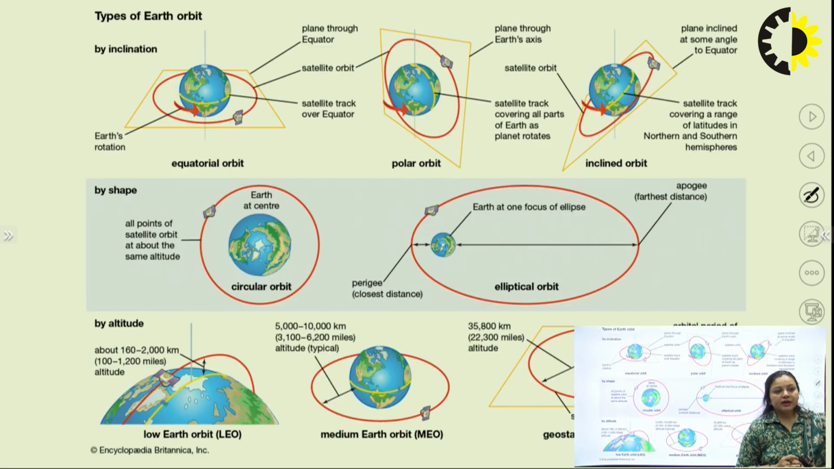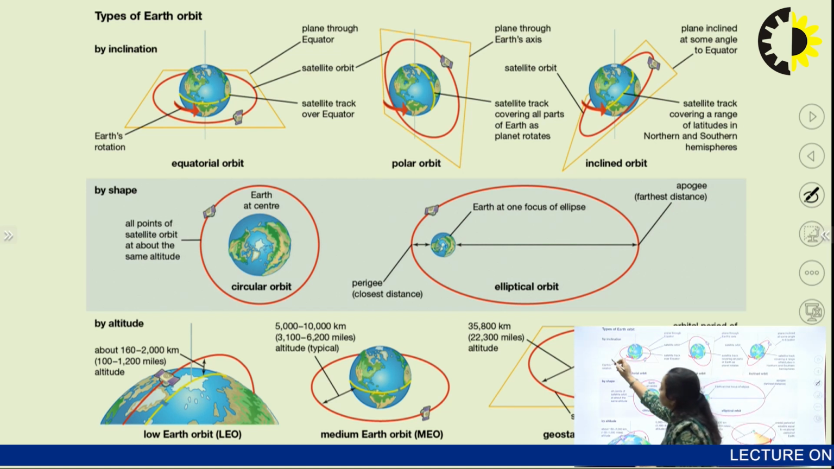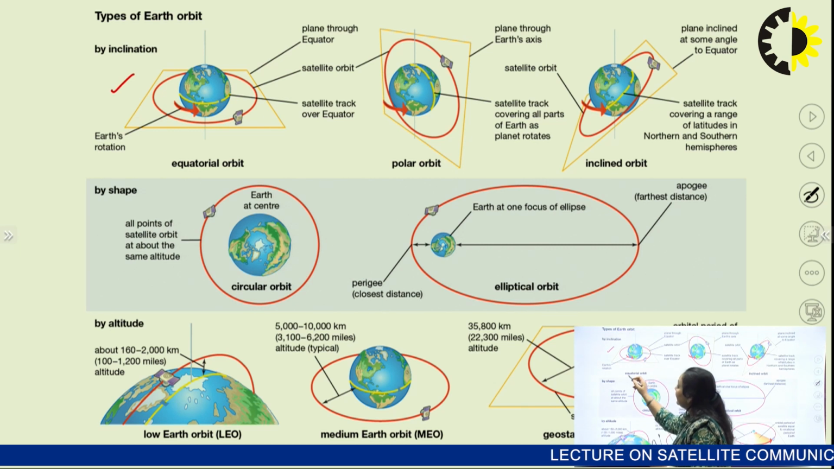Next, I can classify the types. Firstly, we classified according to the existence, then according to their mass. Next, I can classify them according to the orbits in which they are placed. So, first, how can I classify the Earth orbit? My Earth orbit can be classified as per the inclination. The first diagram shows the equatorial orbit.